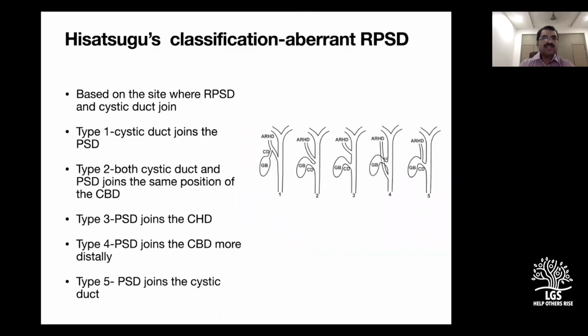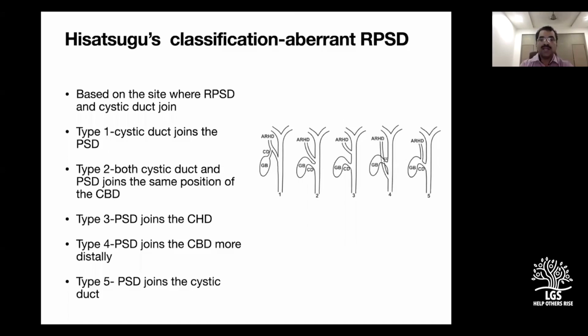So we have another classification for the aberrant right posterior sectoral duct. It is called Ishizubu's classification, based upon the relationship between the right posterior sectoral duct and the cystic duct junction. It is type 1 where the cystic duct joins the posterior sectoral duct. Type 2, both the cystic duct and posterior sectoral duct join, almost at the same point, into the common bile duct. Type 3, you have the posterior sectoral duct joining the common hepatic duct. Type 4, you have the posterior sectoral duct joining the CBD more distally, below the level of cystic duct entry. And type 5, you have the posterior sectoral duct actually joining the cystic duct.